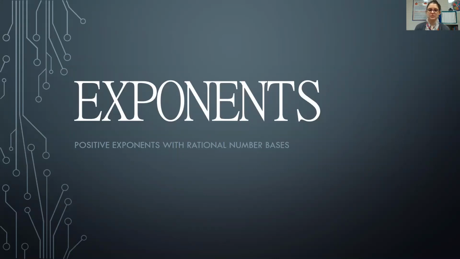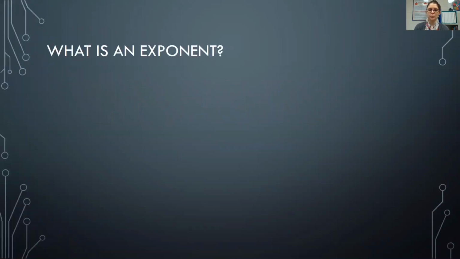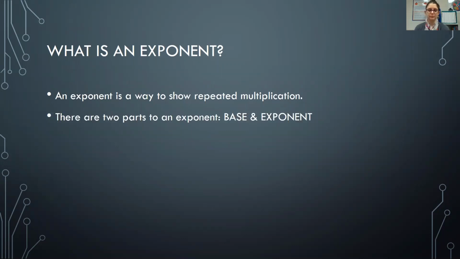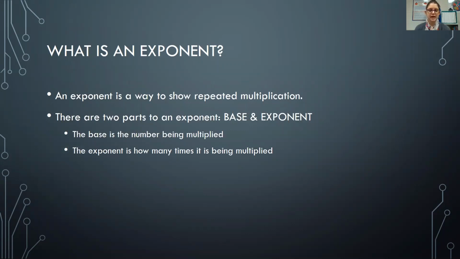So the first thing we want to do is define an exponent. What is an exponent? An exponent is a way to show repeated multiplication. So it's a shorthand method when we want to show the same number multiplied repeatedly. And there are two parts of an exponent, the base and the exponent itself. The base is the number being multiplied, and the exponent is how many times we're multiplying it.